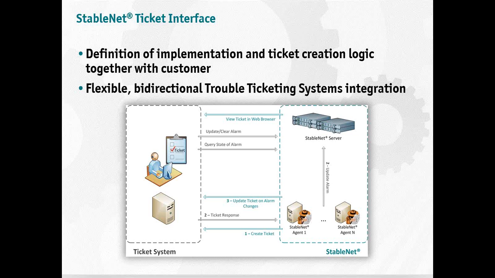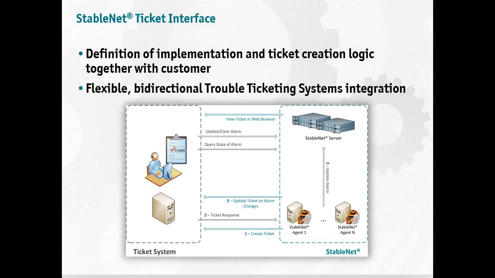For the ticket system, for example, there's the possibility to update or clear an alarm. This would include, for example, adding a comment from the ticket system, or if the ticket is closed, you may have the option to clear the alarm in StableNet. But in this case, you have to remember that if the technical cause of the alarm is still present, the alarm will just pop up again, of course, when the new measurement is running. The ticket system also has the possibility to query the state of an alarm at any time.